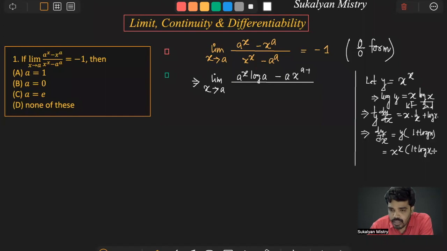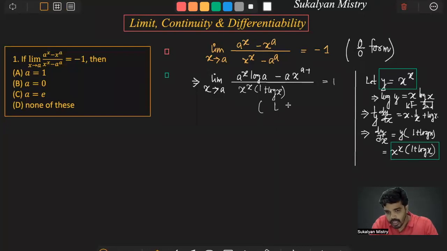Okay, right. So differentiating x to the power x, what do we get? x to the power x into 1 plus log x, right? So x to the power x into 1 plus log a. a is a constant, so that differentiation will be 0. Okay, so what did we apply here? L'Hospital rule.